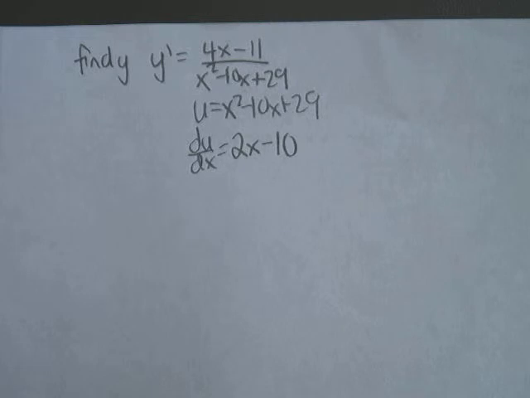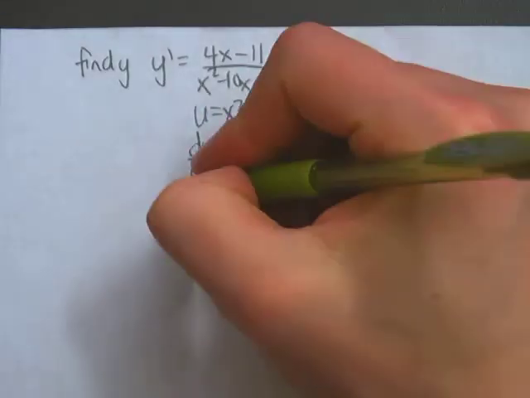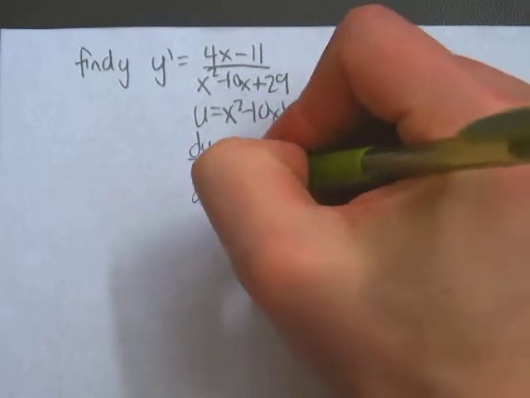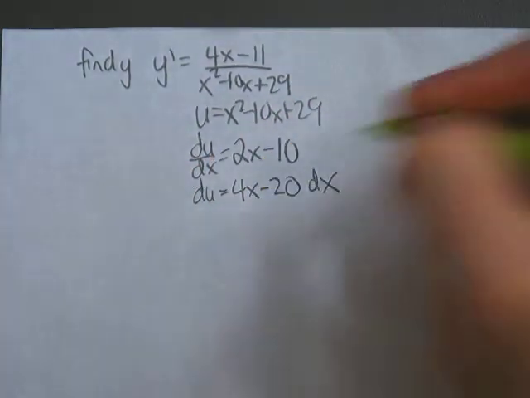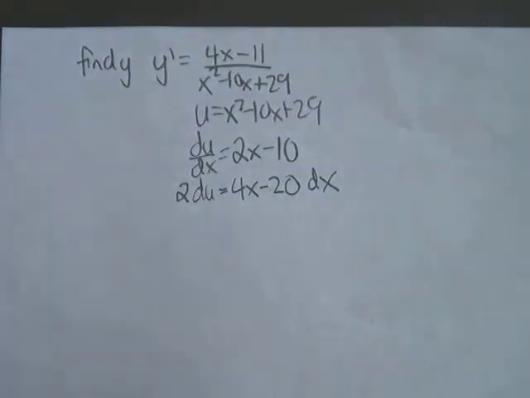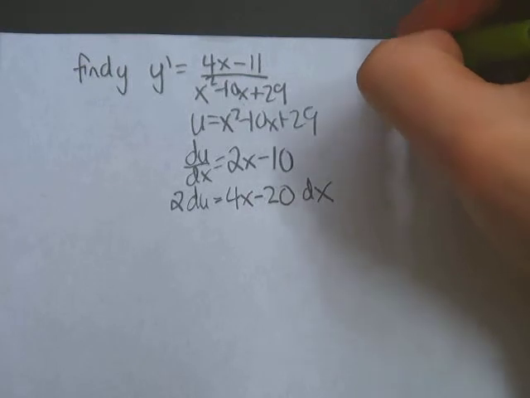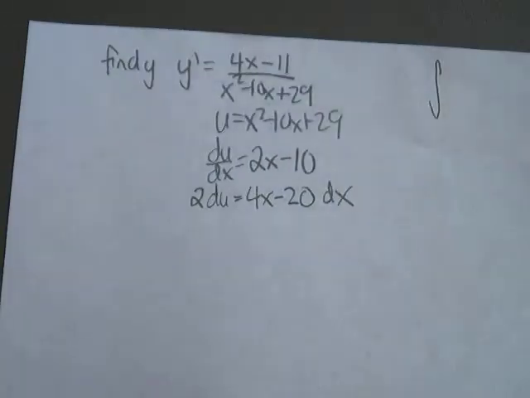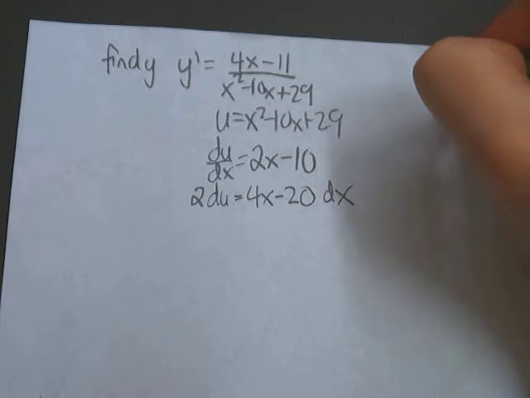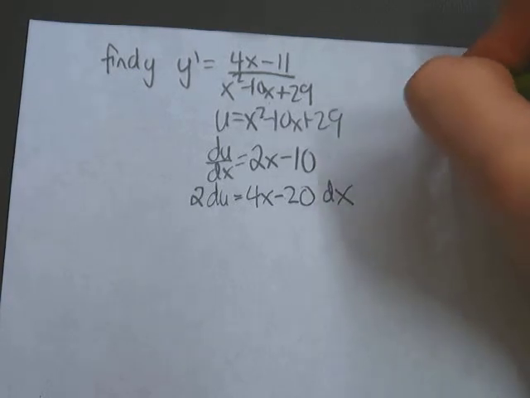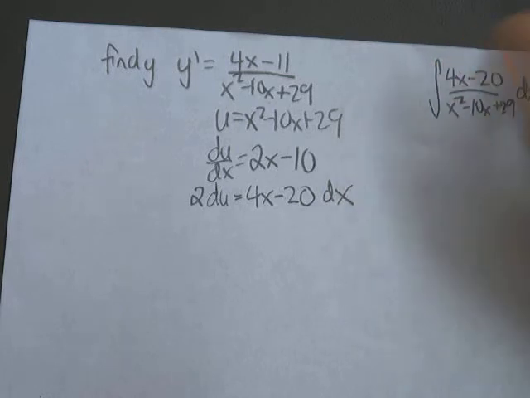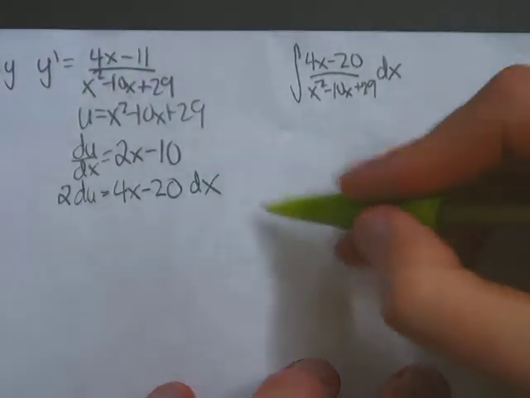I can line up the 4x. So du equals 4x minus 20 dx, but I multiplied this side by 2, so I also got to multiply that side by 2. So I get that 2 du equals 4x minus 20, but I don't have a 4x minus 20. I have a 4x minus 11. So we actually do two different integrals here. We do one for the first integral being my u-substitution integral, where I have 4x minus 20 over x squared minus 10x plus 29 dx. So that's one of my integrals where I use the u-substitution.